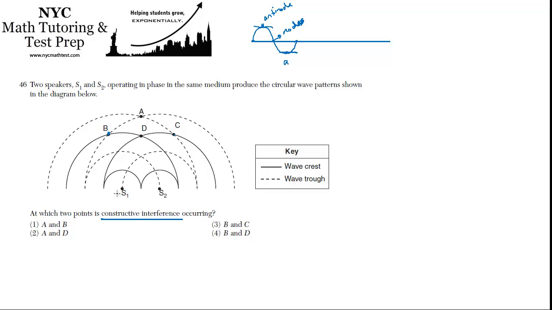A and D are constructive interference. You have at D two crests meeting, so it's going to be double the amplitude, and at A you have two troughs meeting, so it's going to be double the amplitude still, but instead of it being in the positive direction, it's going to be in the negative direction, so it's twice as big of a trough, whereas D is twice as big of a crest. So A and D is the best choice, number 2.